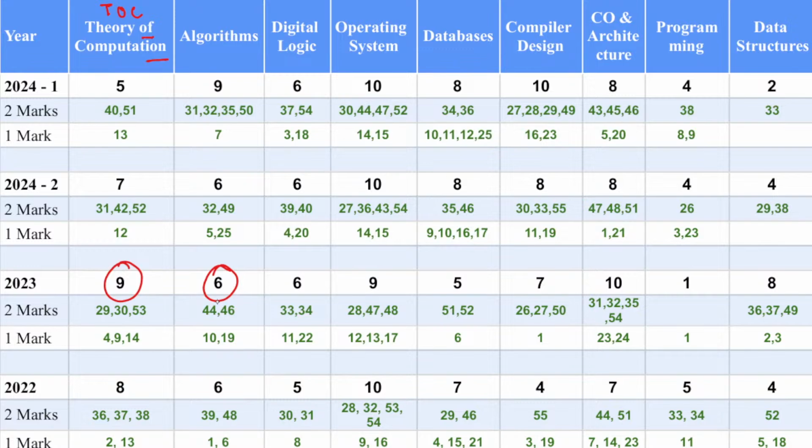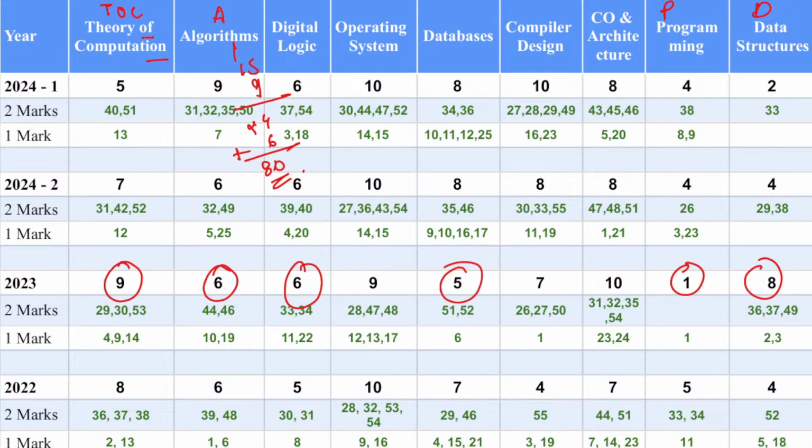Okay, so if you just calculate 2023, so algorithm plus programming plus data structure, so 6 plus 1 plus 8, so it is how much? 15 marks, right? 15 marks were just from programming subject. And theory of computation is one of the easiest ones. So 9 marks from here. Okay. So 24 marks easily just by preparing 2 subjects you are getting. Okay. And if you just include the digital logic in it, so 30 marks simply you are going to get.